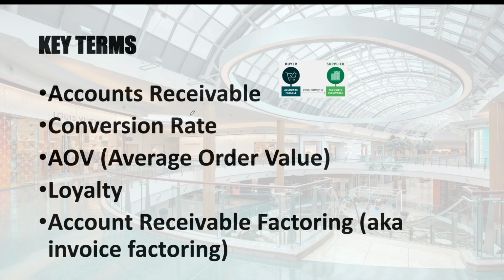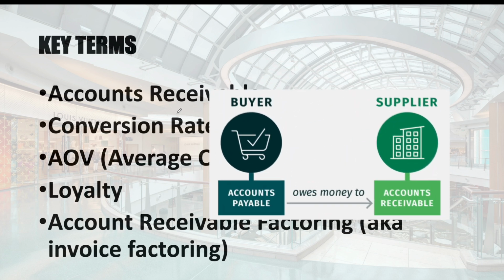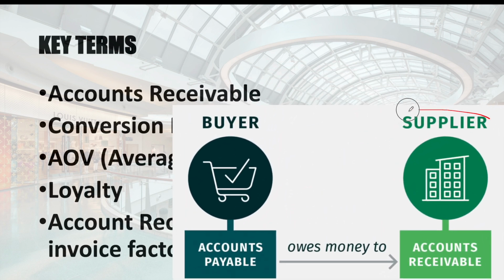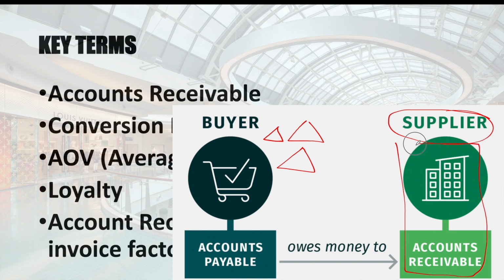So the first thing is account receivable. This is basically the money which is owed to a business by its customers or clients. So let's see it with an example. There is a supplier, it supplies some goods, and the buyer is purchasing these goods. It is not always the case that the money is immediately paid to the supplier. Sometimes the money is paid after a period of time, and that money which is not yet paid is basically the accounts receivable for the supplier.